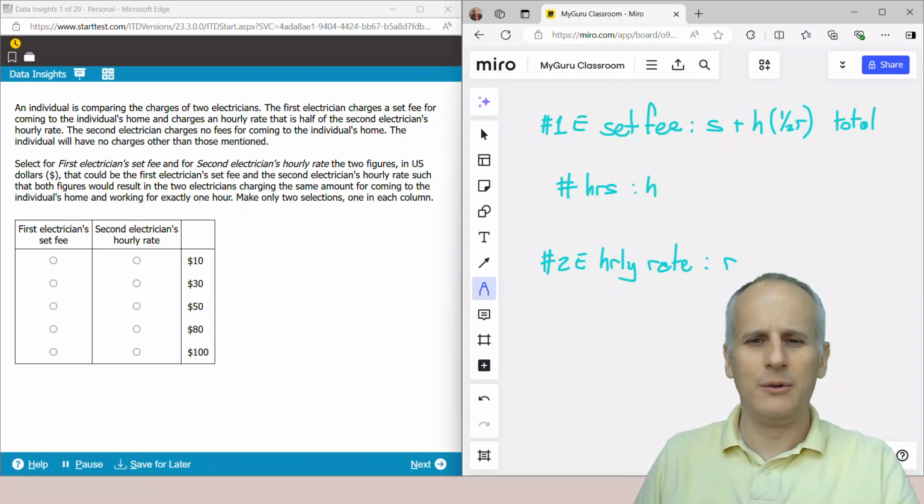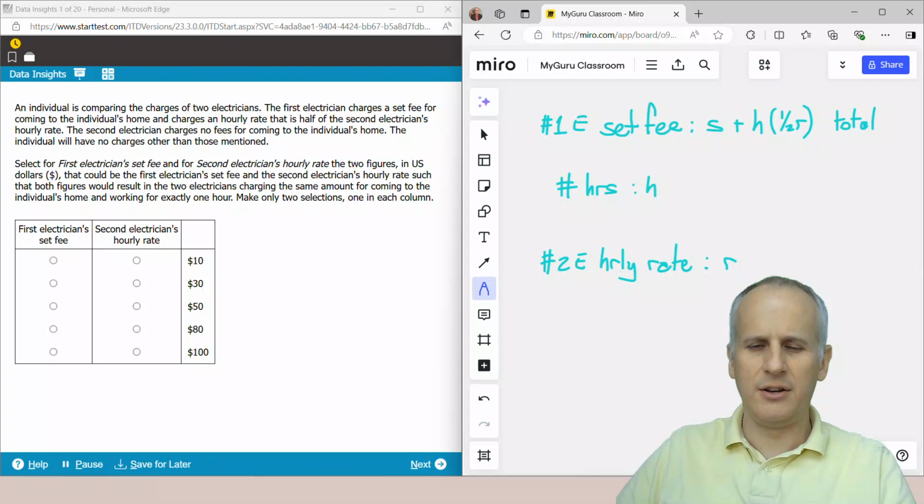So now we've got to figure out how we're going to get the set fee and the hourly rate for these electricians respectively. And we continue reading. So select for first electrician's set fee and for second electrician's hourly rate the two figures in US dollars that could be the first electrician's set fee and the second electrician's hourly rate, such that both figures would result in the two electricians charging the same amount for coming to the individual's home and working for exactly 1 hour. Okay, so now we've just got to set an equation equal to each other.